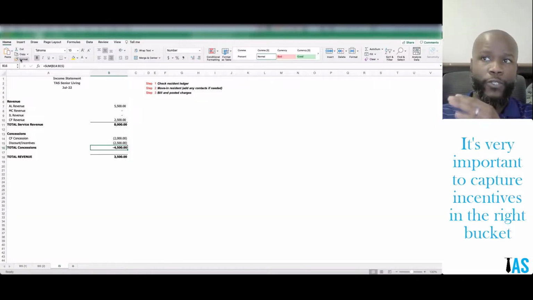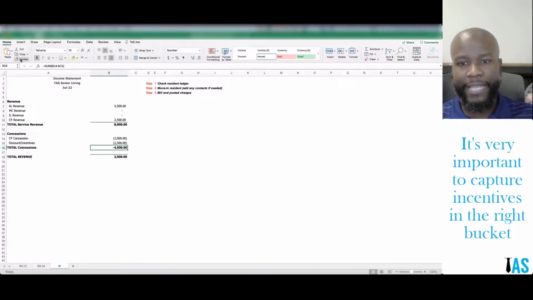Okay, so if this was a true scenario, there was a concession of $2,000 and then another discount going towards the first month's rent of $2,500. So now we can see total concessions of $4,500, right? And get to see the true net revenue of $3,500, which ultimately should equal the cash that we'll receive. So it's just very important to capture that in the right buckets. And I'm stressing that because there's just a lot that we can talk about just here. But very important to be able to capture that in the right bucket.